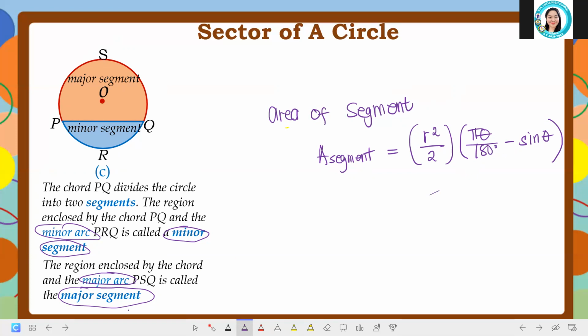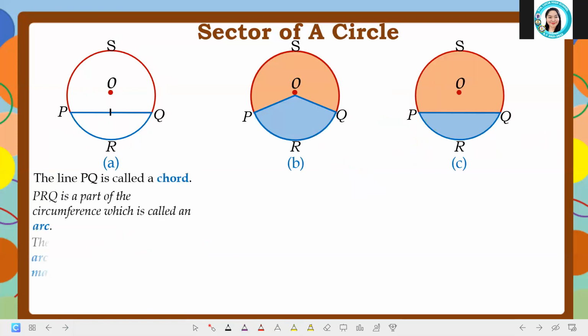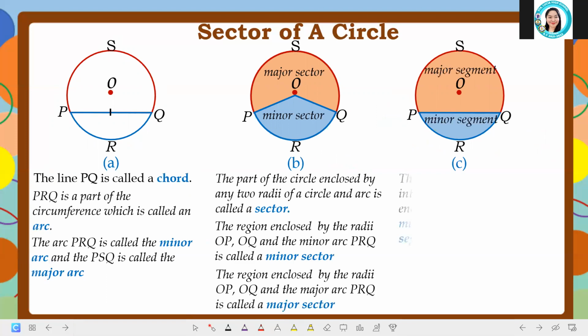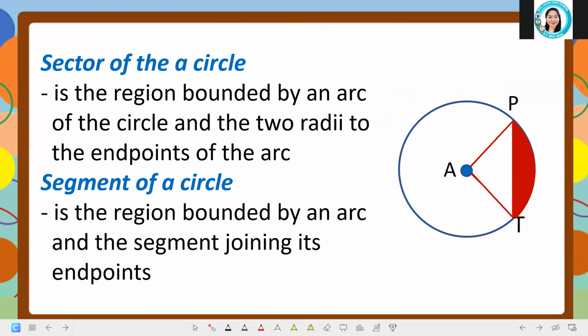Okay? So, para mas maintindihan niyo, we will have ulit yung ating illustration. We will have the definition ulit. Balikan lang natin na the region is bounded by an arc of a circle and 2 radii. Nabanggit ko na yan kanina. The segment of a circle is a region bounded by an arc and a segment joining its endpoints. So, yun lang ang difference nilang dalawa.